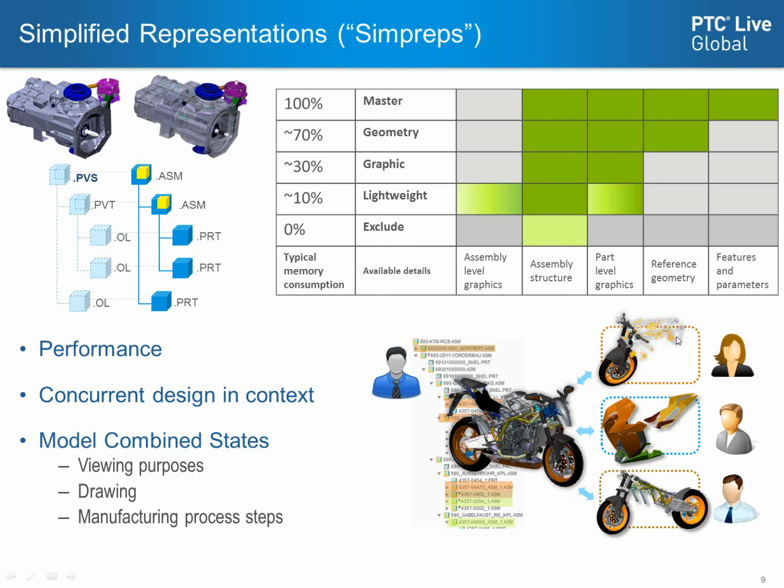And the other use for simplified representations is as part of combined states. Combined states also include other information like styles, like wireframe, and other information like annotations and so on. These are used for viewing purposes or for drawings, or to simulate some manufacturing processes that are later documented in drawings and so on.